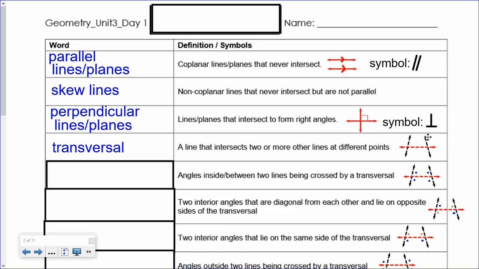So if you have some lines already drawn, and then you draw another line through them so that it crosses two or more different lines, that line is a transversal. And that's going to be an important idea for when we get to the angles on the next page. You want to make sure you understand which line in this picture is a transversal, because it's going to be important later.